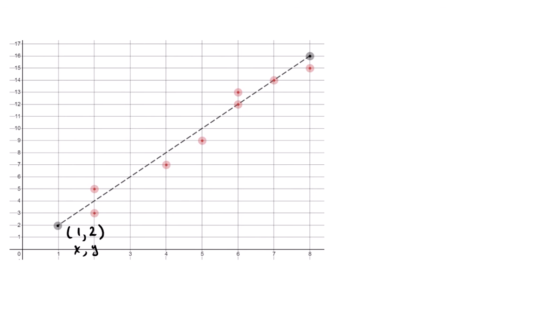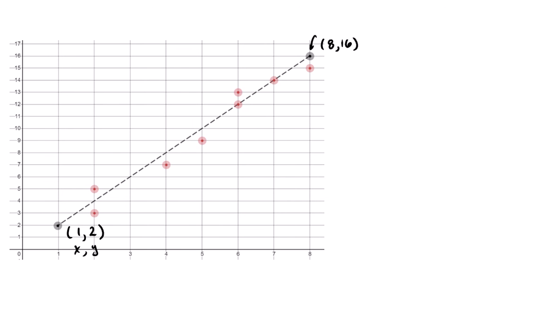And on this point, it appears that x is 8 and y is 16. So let me write that down right here. X is 8 and y appears to be the number 16. So those are 2 points that are defining this line.